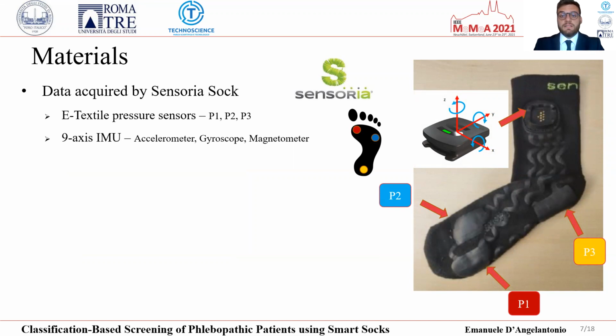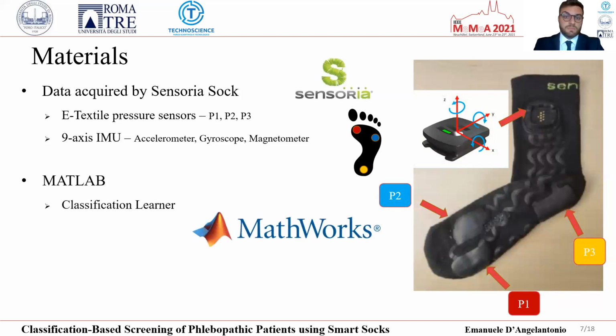Data acquired by the sensorized socks have been elaborated with two software. The first one is MATLAB with its specific application Classification Learner that allows to create and train classification models already implemented in it, while the second software is Weka, an open source software entirely dedicated to machine learning.